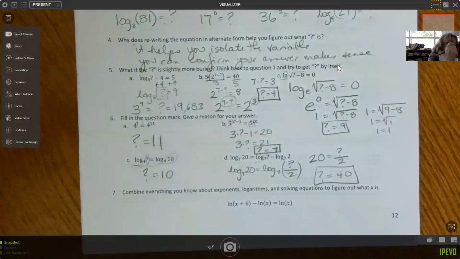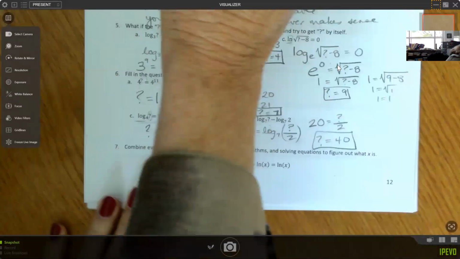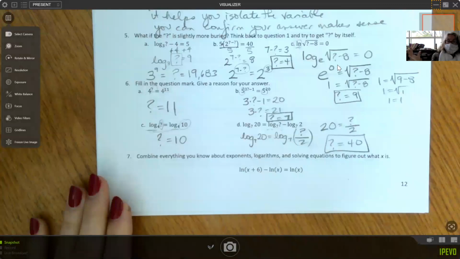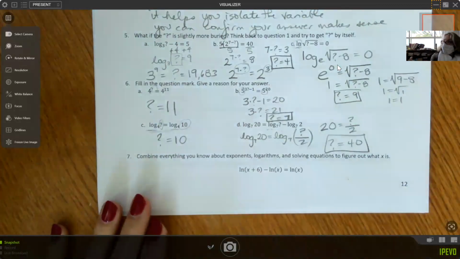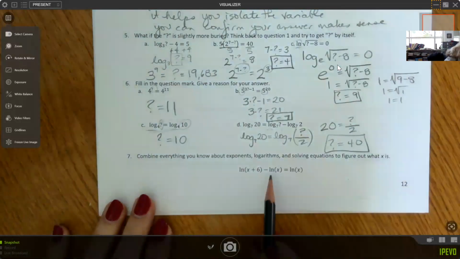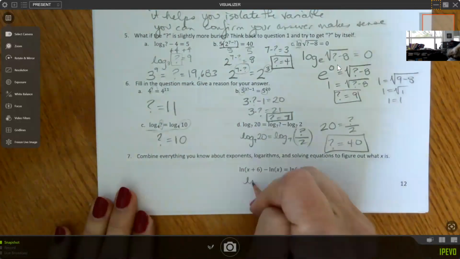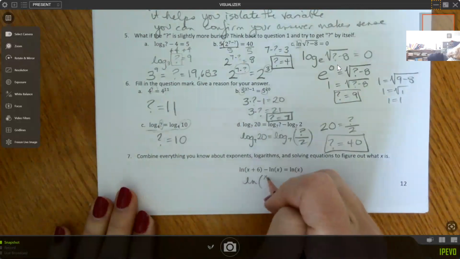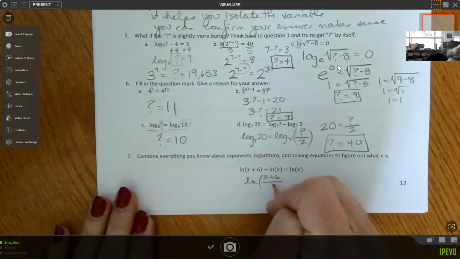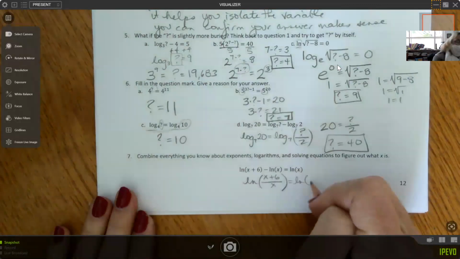Okay. So now, combine everything you know about exponents, logarithms, and solving equations to figure out what x is. Okay, so step one, let's use those log properties because I am changing this subtraction into a quotient. So the natural log of x plus 6 divided by x has to equal the natural log of x.